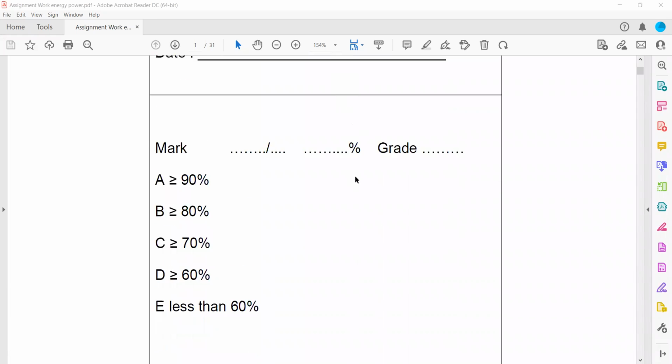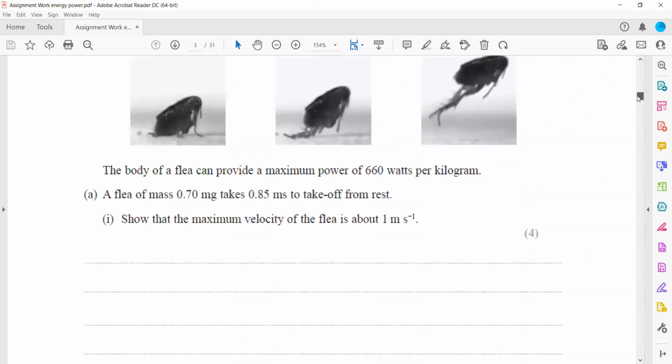So the work, energy and power assignment is being solved from question 9.